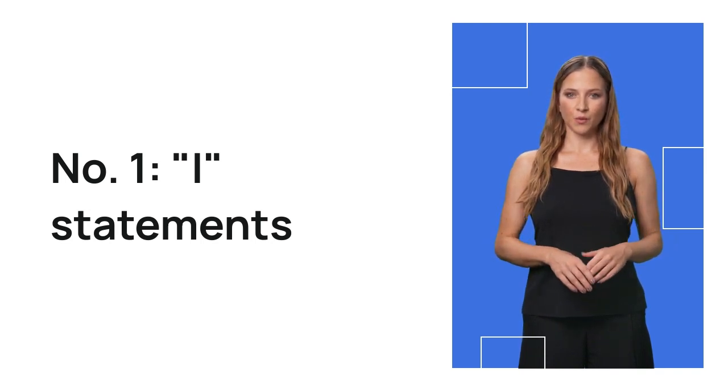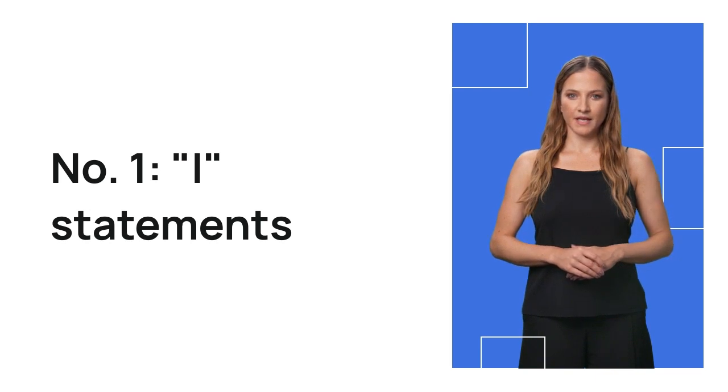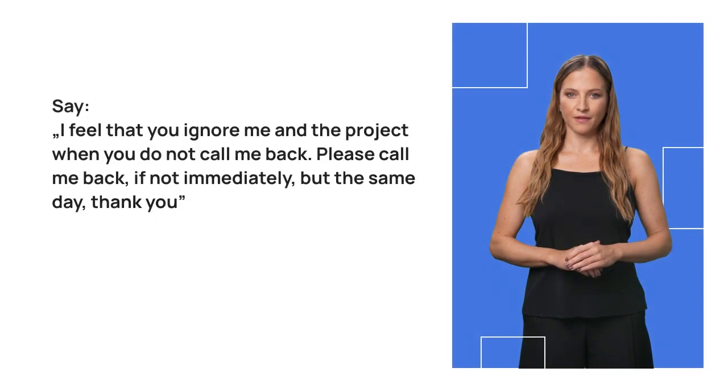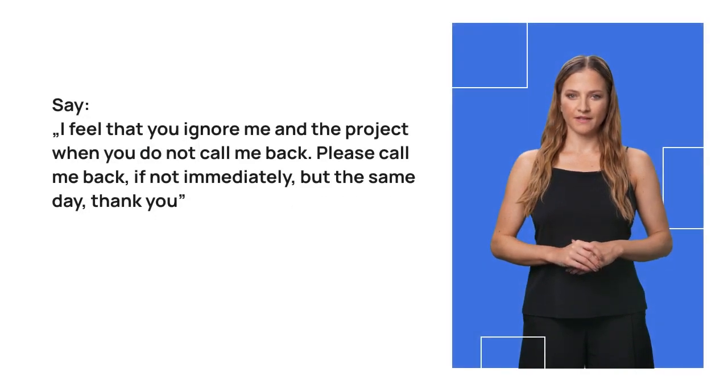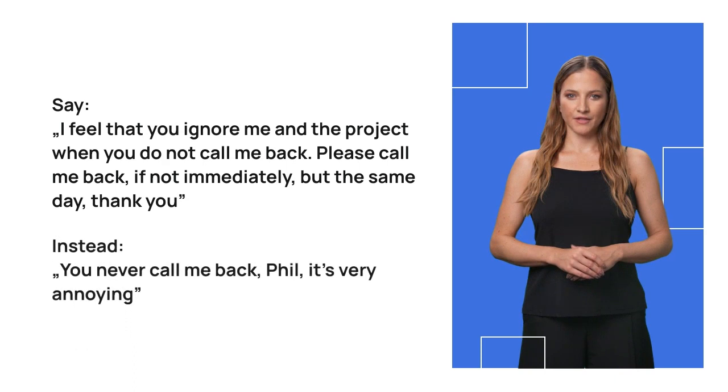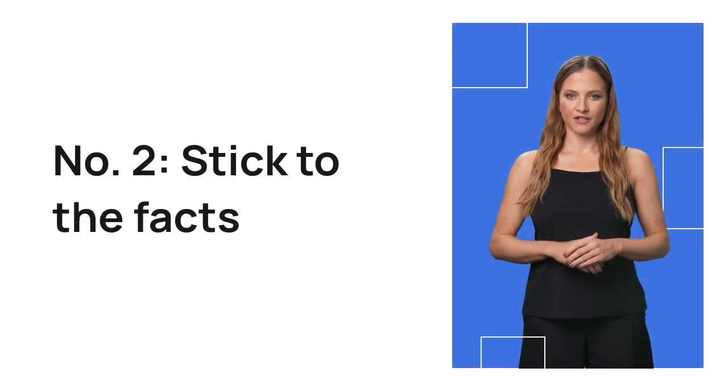So, if you want to be more assertive, use statements that begin with I to express your feelings and thoughts. For example, when a project member never calls you back, just say, "I feel that you ignore me and the project when you do not call me back. Please call me back, if not immediately, but the same day, thank you." Instead of this, "You never call me back, Phil. It's very annoying."